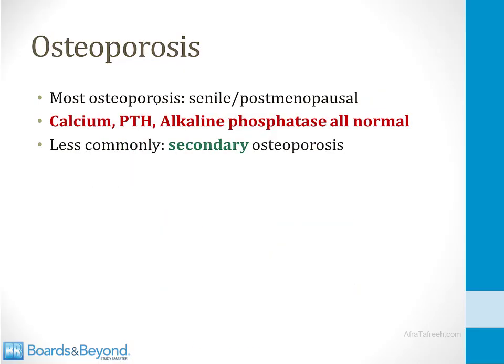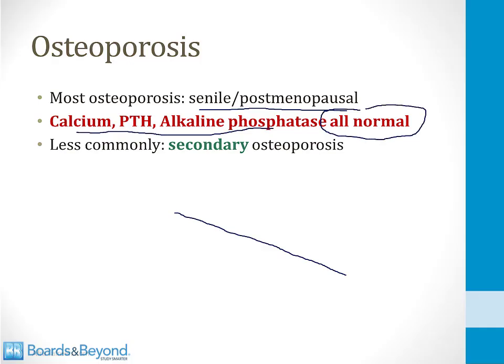Most of the osteoporosis you will see clinically is called senile or postmenopausal osteoporosis. This is thinning of the bones related to the normal loss of bone mass that occurs with aging, like we saw in that graph a few slides ago. In this setting, if you measure the levels of calcium, parathyroid hormone, or alkaline phosphatase, they are all normal, and it's very high yield to know that.